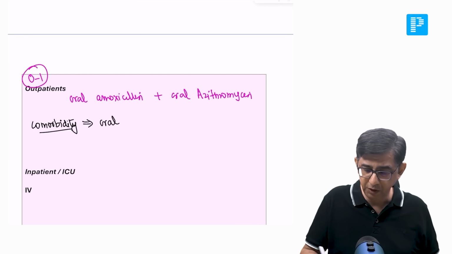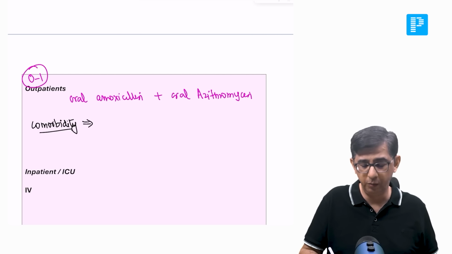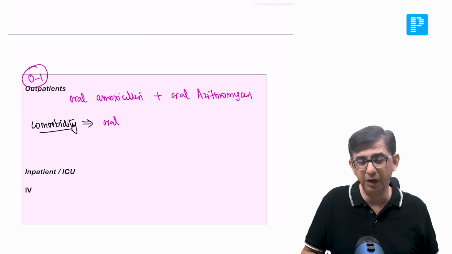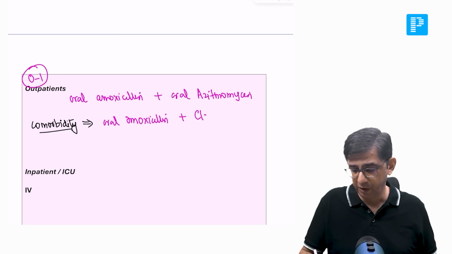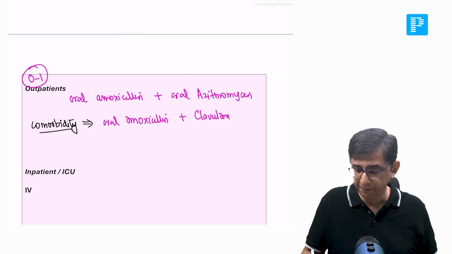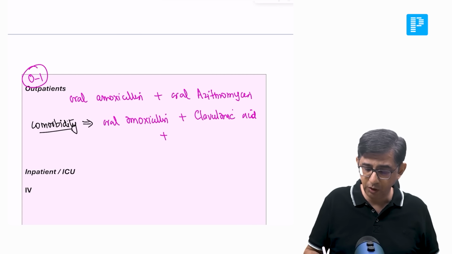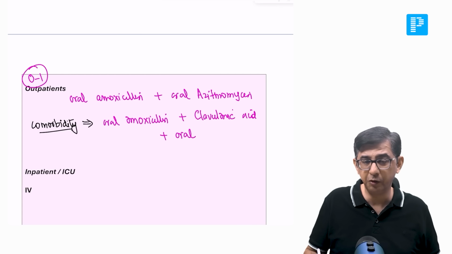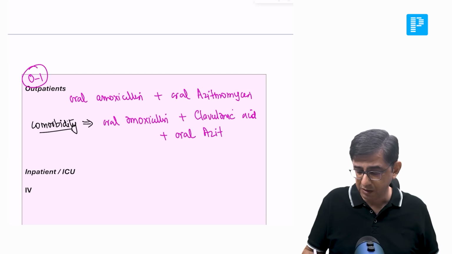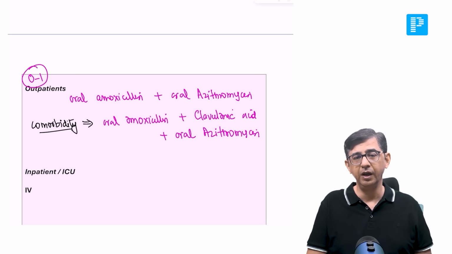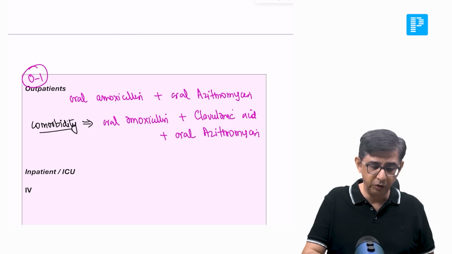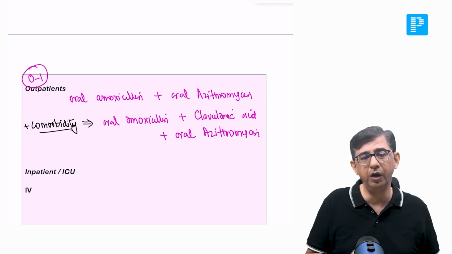We will still be giving oral amoxicillin to the patient, but this time I'll be adding a beta-lactamase inhibitor. So now the antibiotic being given is oral amoxicillin plus clavulanic acid. That is, I'll be using Augmentin now, that's the brand name that we commonly use. So it is clavulanic acid plus oral azithromycin. Everything else remains the same. You can notice a slight change that came up in a question: if comorbidities are incorporated, then I'll be adding clavulanic acid.